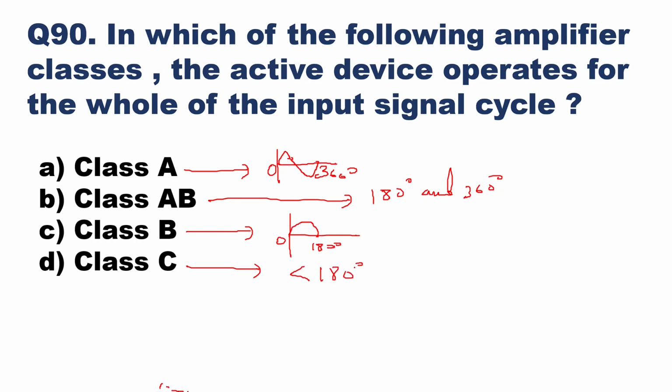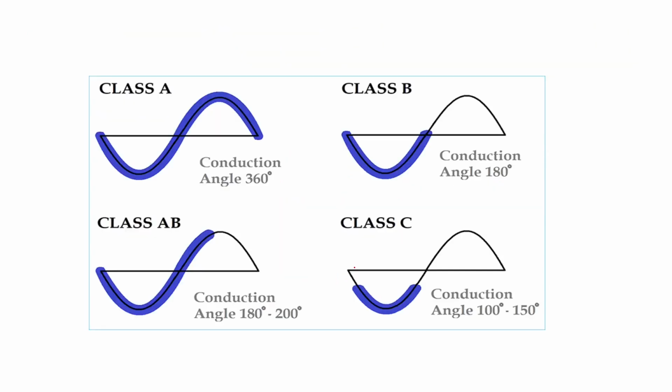So these are the classifications that we had seen. Now in the question it has been asked: in which of the following amplifier classes does the active device operate for the whole of the input signal cycle? If you want the device to operate for the whole of the input signal cycle, then it is Class A operation. So option A will be the right answer. Class A will be operated for the whole of the cycle, from 0 to 360 degrees.